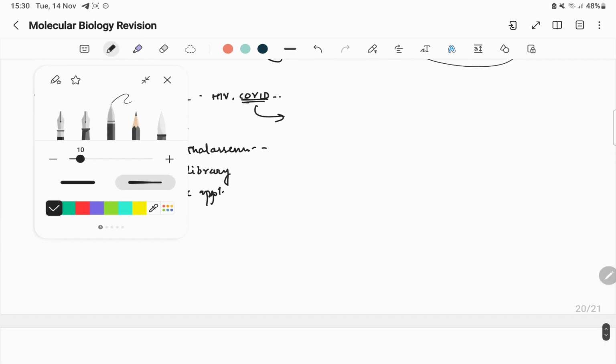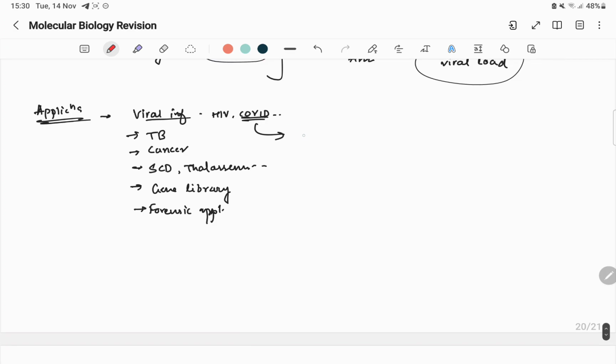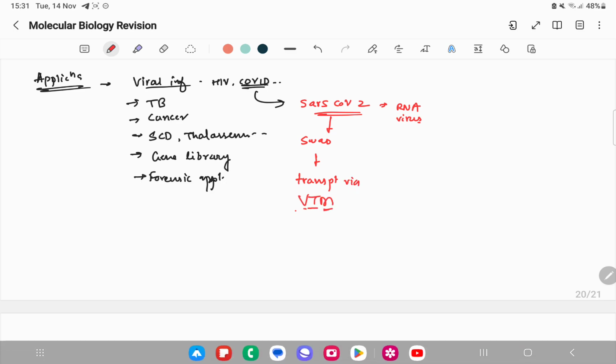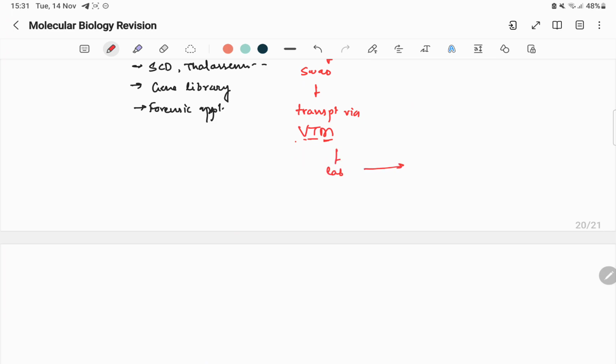How it is used in the detection of SARS-CoV-2. SARS-CoV-2 is an RNA virus. First of all, a swab is collected. It gets transported via VTM, the viral transport medium, to the lab. Here in the lab, the first step is RNA extraction. RNA is extracted, and then an extra step is done in which the RNA is acted upon by reverse transcriptase to form cDNA.